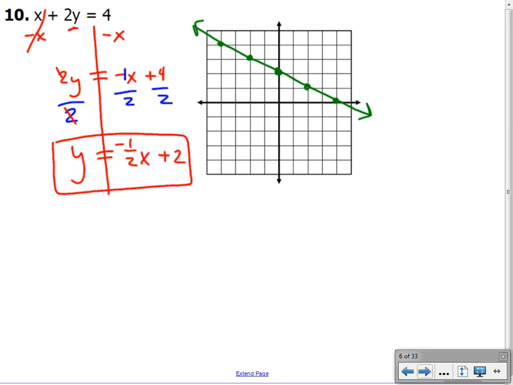So if it doesn't start off in slope-intercept form, you need to get it into slope-intercept form to help you graph, because you need to know your y-intercept, and you're not going to know what your y-intercept is until you get it into slope-intercept form.